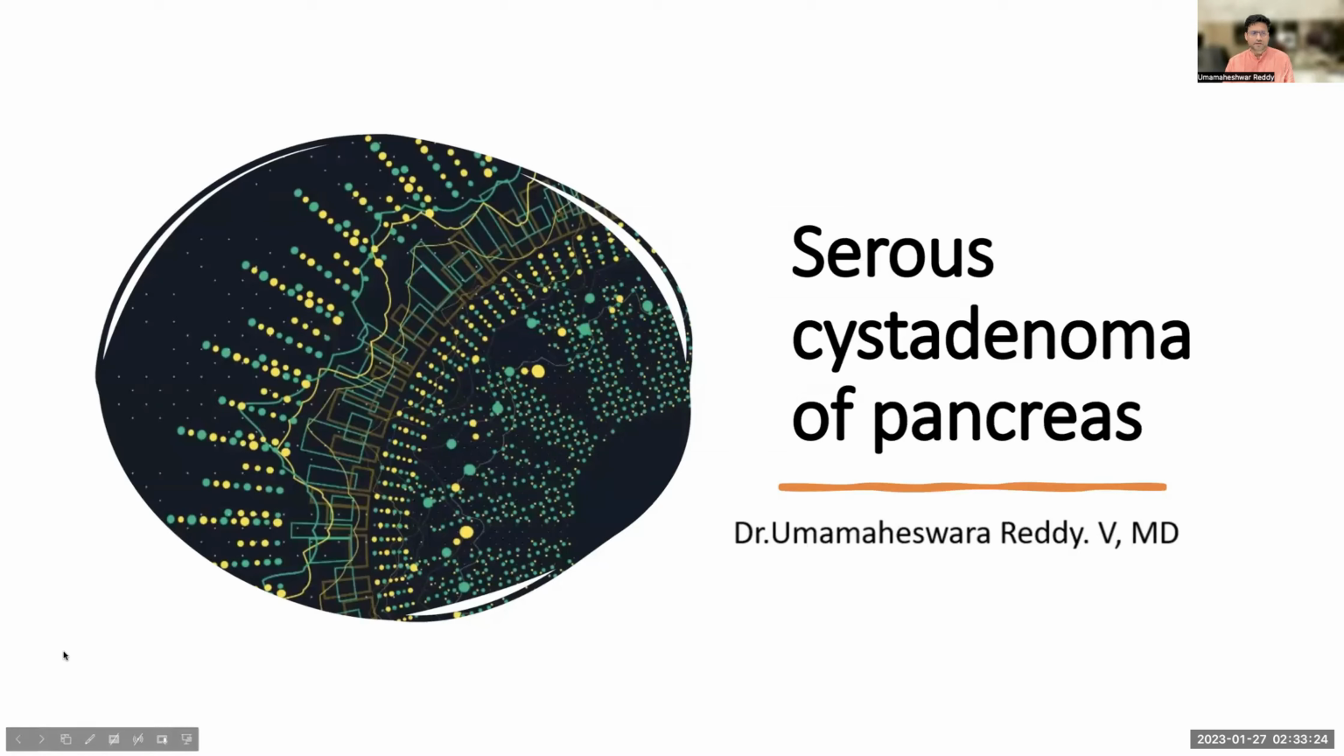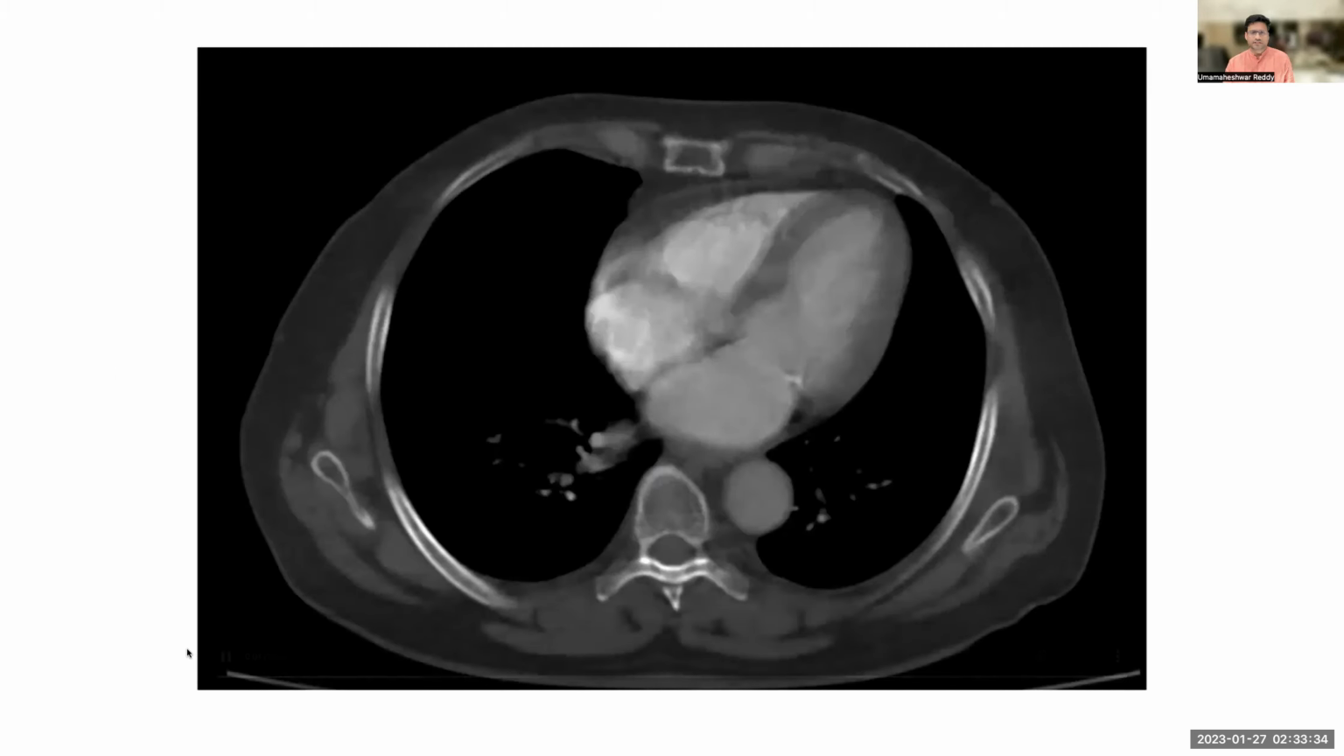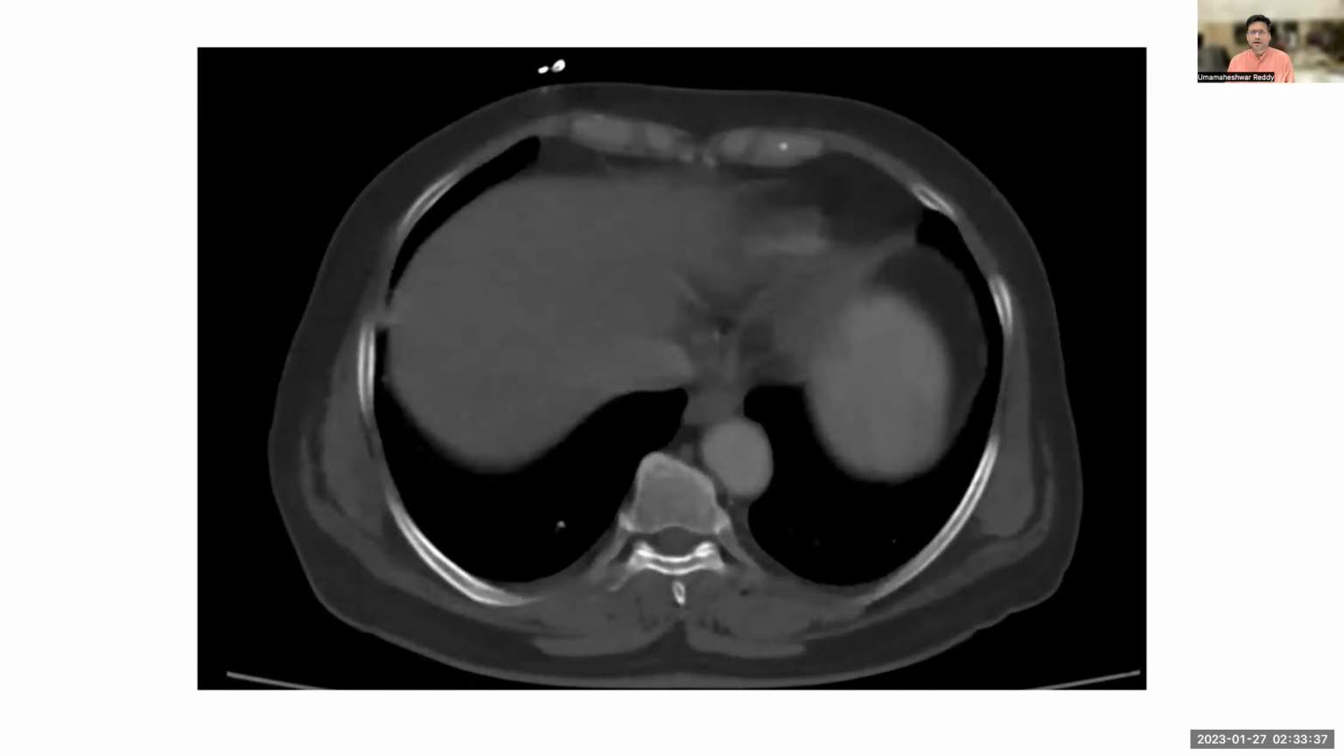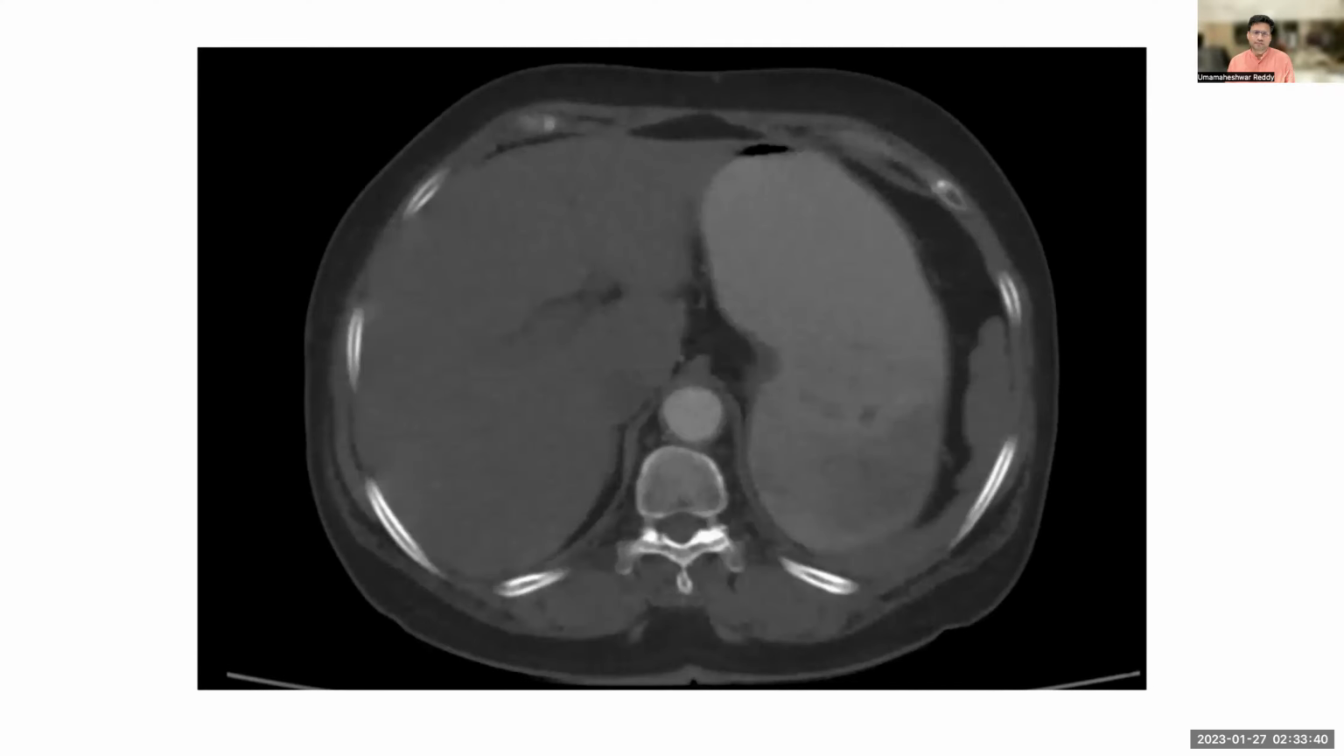Hi, hello, welcome back. Today, I would like to share an interesting case of serous cystadenoma of pancreas with you. This is the axial contrast CT sections of abdomen, arterial phase. I'm showing you single phase actually.